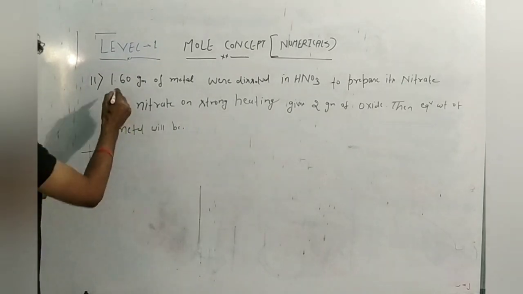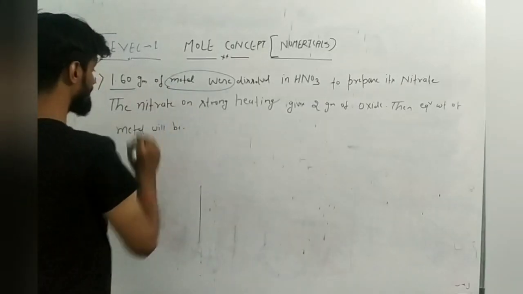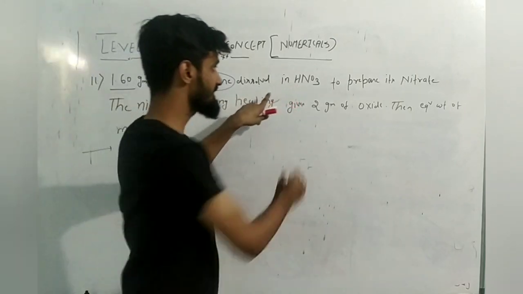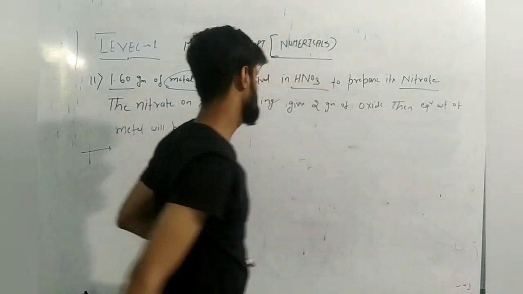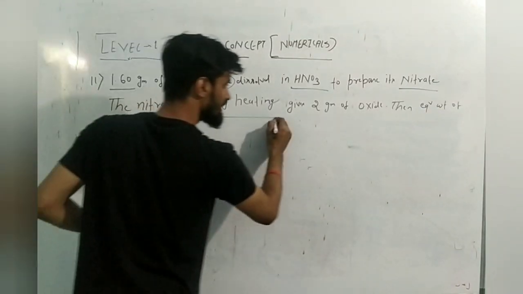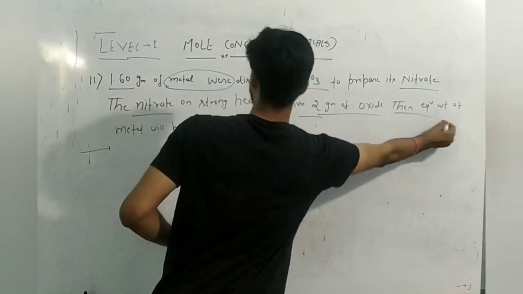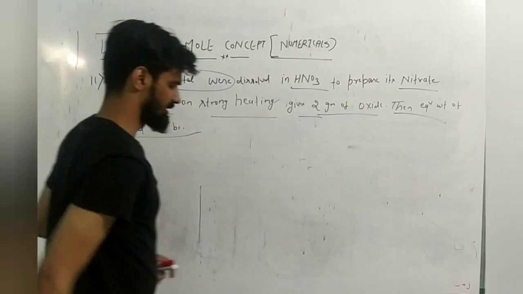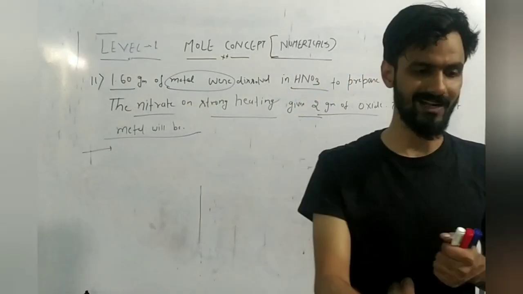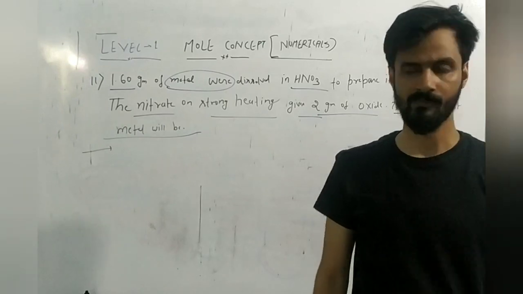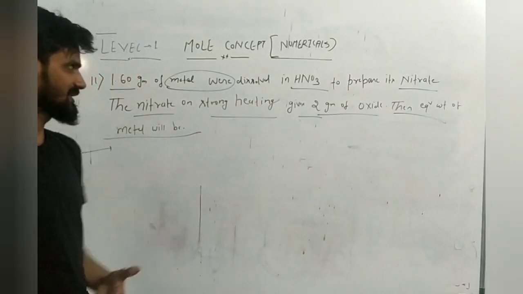So the question is: 1.60 gram of metal is dissolved in HNO3, a strong acid, to prepare its nitrate, and the nitrate on strong heating gives 2 gram of oxide. Then you have to calculate the equivalent weight of the metal. My dear students, this is one of the best types of questions that you will frequently see in every book, and so many concepts arise from here. So just try to understand the question.